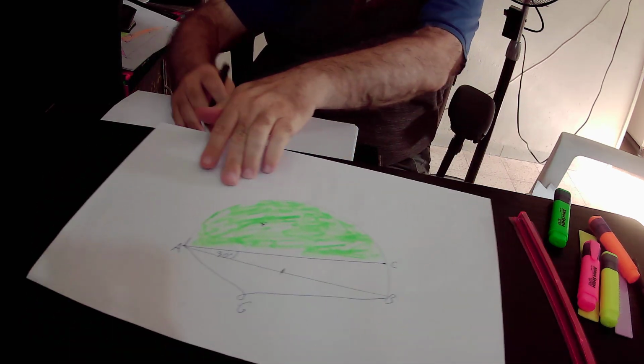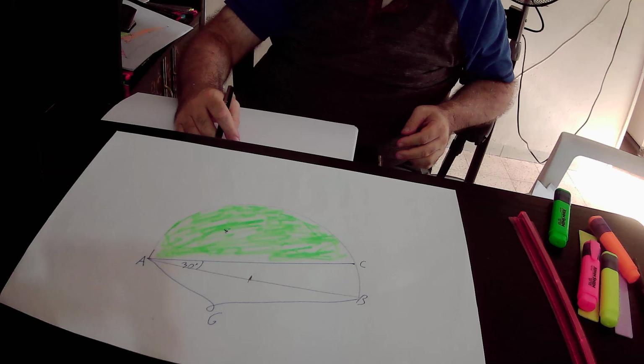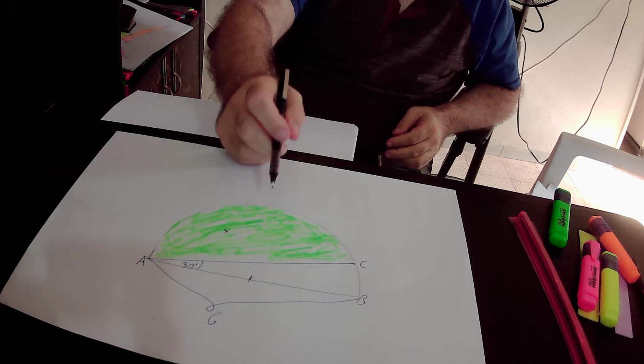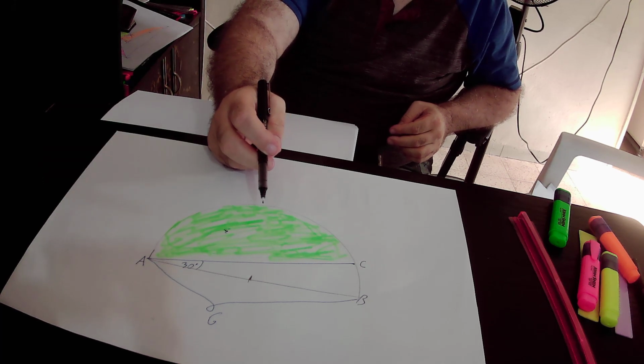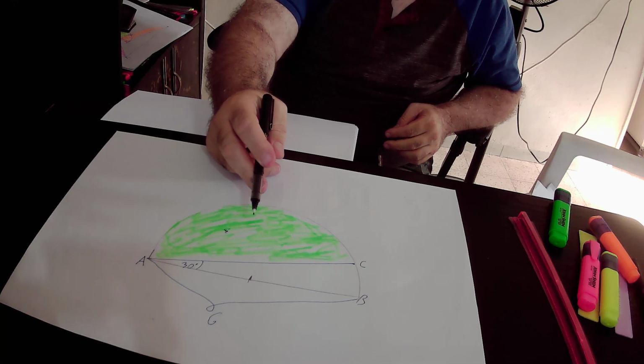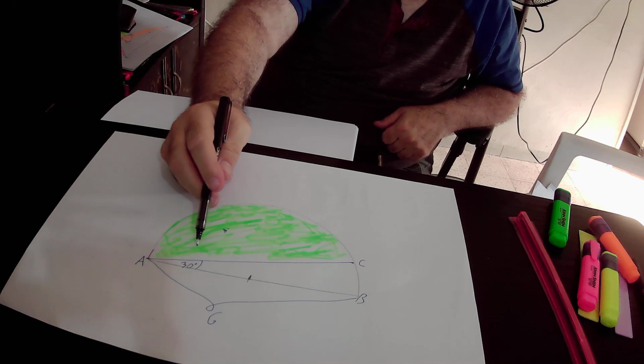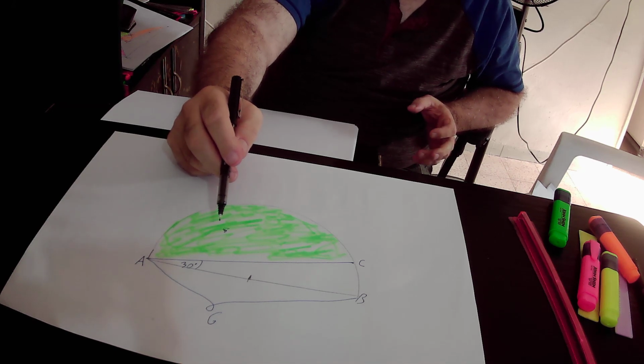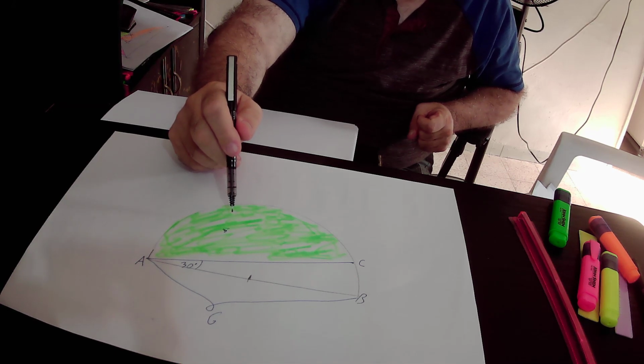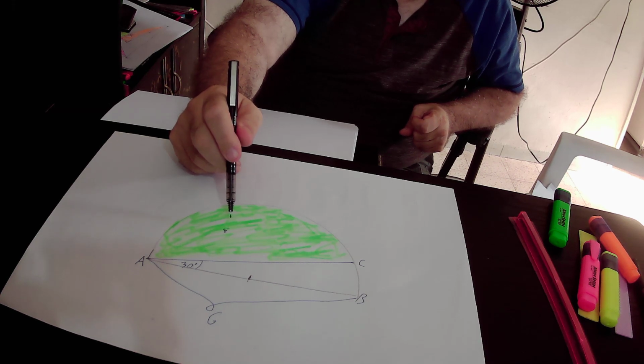In the drawing, we have a semicircle. We know that AB, that is the diameter of the semicircle, equals 6 units in its length. We know that angle BAC equals 30 degrees. Our mission is to find out the value of the area of this ring shape.